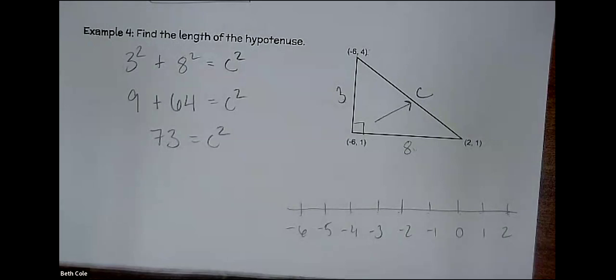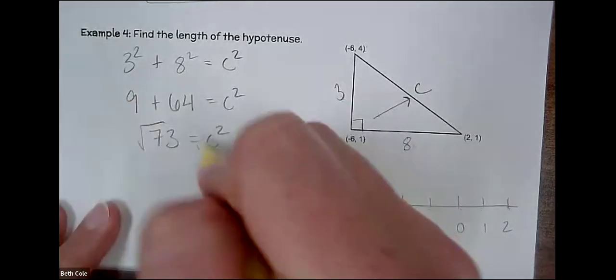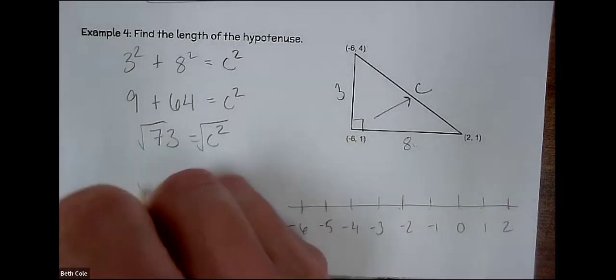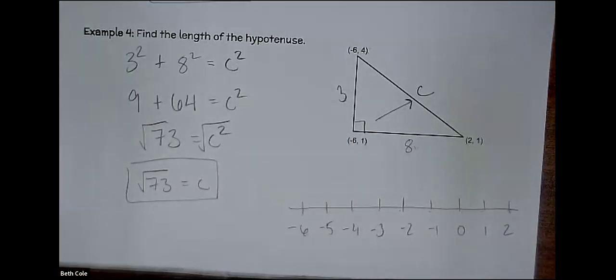And then what's your last step? You want to get rid of the squared. How do you cancel out a squared? Square root. Now 73 again is a prime number that's not going to split apart. So you can just stop. But if it was one that would split apart, then you draw the two little houses, you find a number from your list that goes into it, and you simplify it.